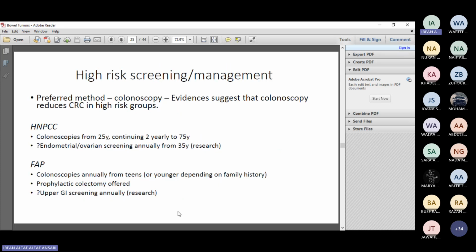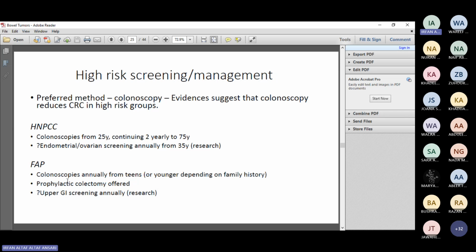What is the preferred screening method in the high risk patient? It is the colonoscopy. In HNPCC, colonoscopies from 25 years, continue 2 yearly up to 75 years of age. Endometrial and ovarian screening annually from 35 years. FAP, colonoscopy annually from teens. Here it is 2 yearly, like every 2 years. Here, every year you have to do it, and from the teens only, like 13, 14, 15. Here you start a little later.